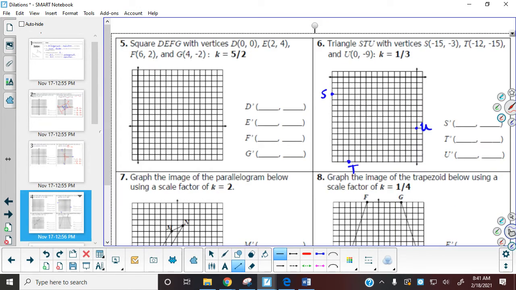So take a second, do number 6. I went ahead and plotted the points. You guys go ahead and figure out your 3 points and then answer those within the Ed puzzle, and then I'll give you guys some feedback on it.